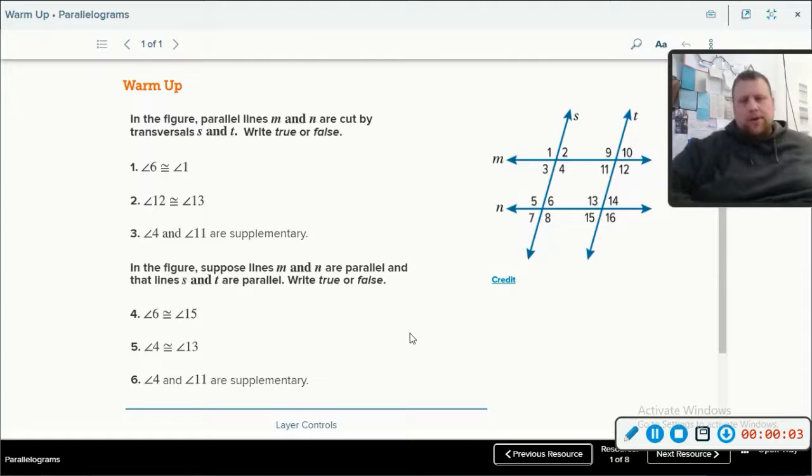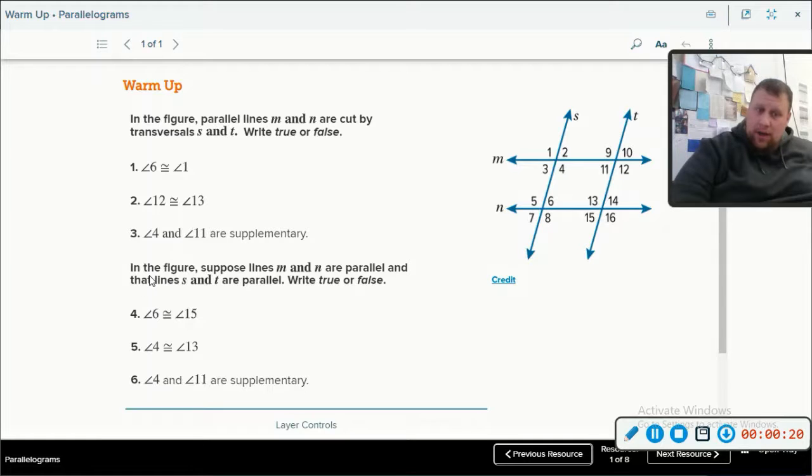All right, so here's our warm-up. Go ahead, take a look at it. Remember to follow the directions carefully. In the figure, parallel lines M and N are cut by transversals S and T. So we know M and N are parallel. We do not know that about S and T. Write down true or false for each of these.